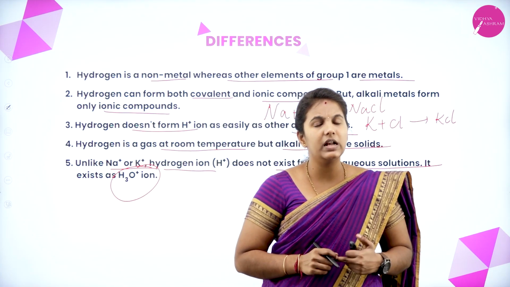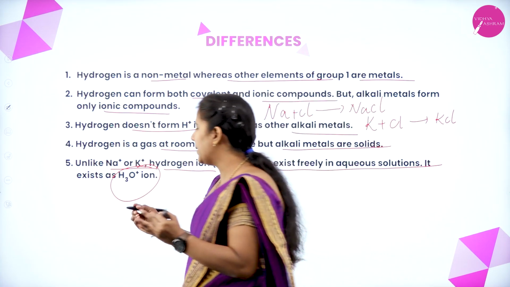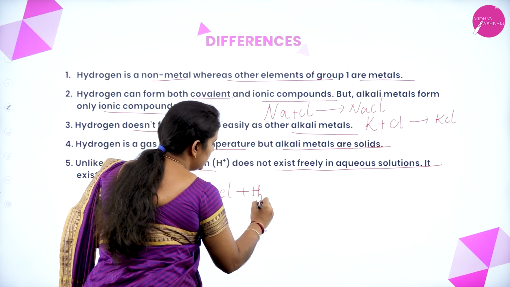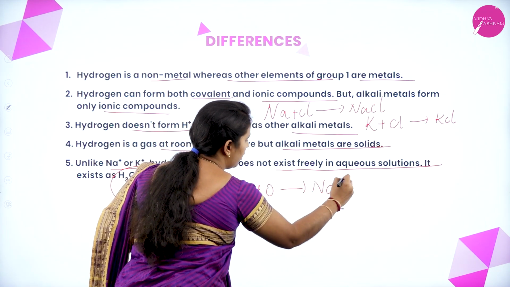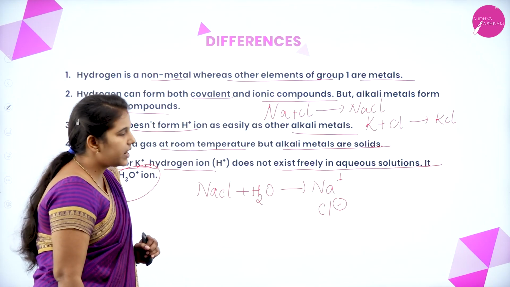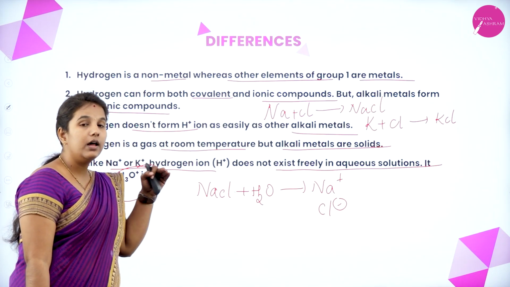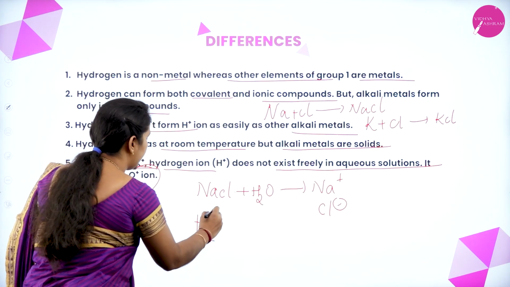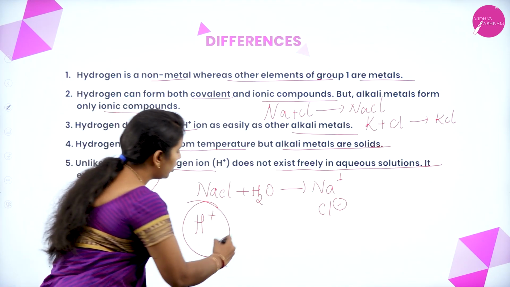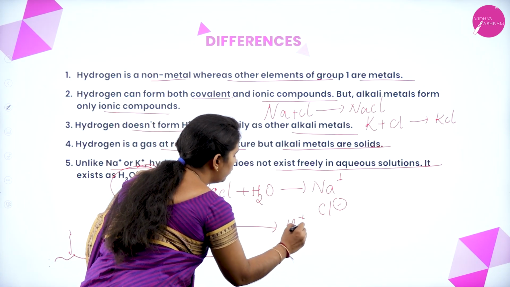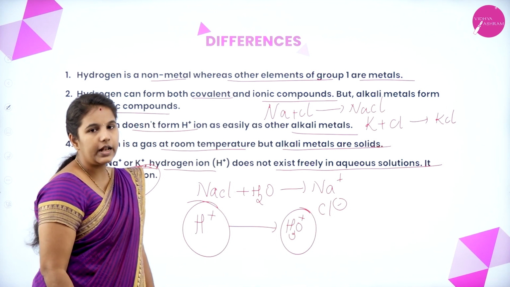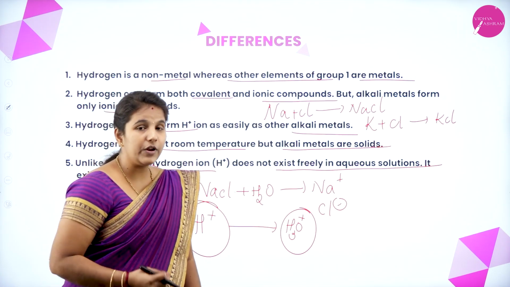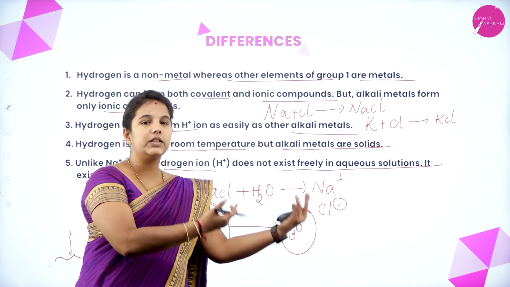So, what does it indicate? We know that when we dissolve sodium chloride in water, it forms what? Sodium ion and chloride ion. Is it right? But when we talk about the hydrogen ion, that is the H+ ion, it cannot be present individually. It is always present as a hydronium ion, that is the H3O+ ion. So, I hope you all understood the differences between alkali metals and hydrogen.